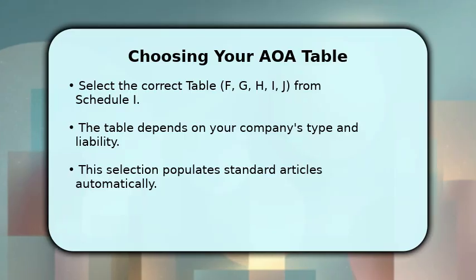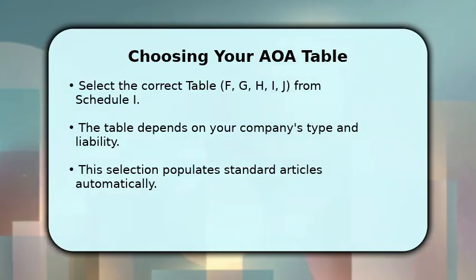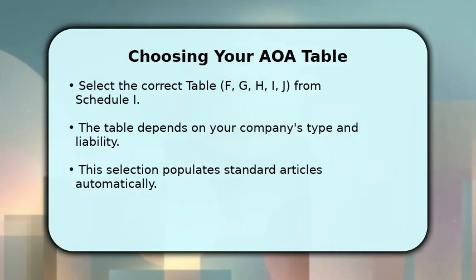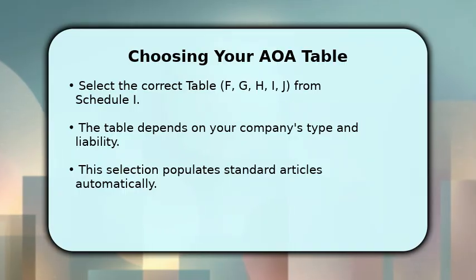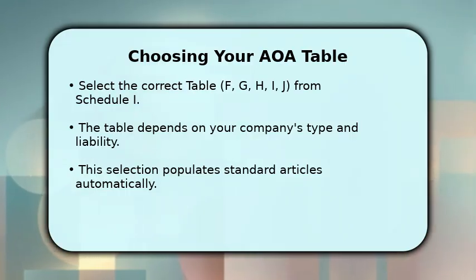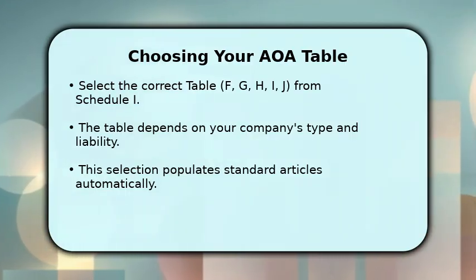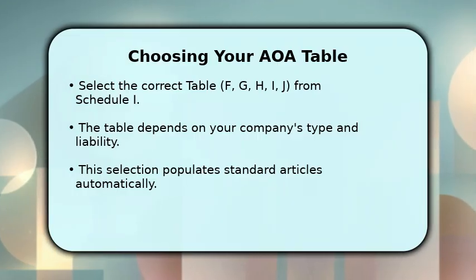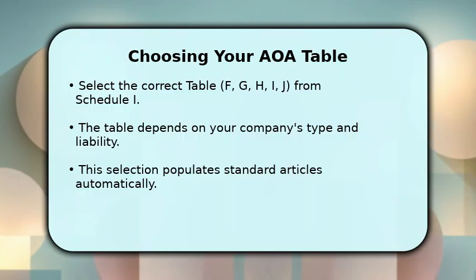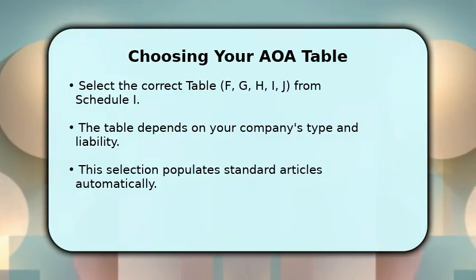The first critical step is selecting the appropriate table from Schedule I of the Companies Act, 2013. Your choice, such as Table F for a company limited by shares, directly impacts the pre-populated articles. This selection is based on your company's specific type and liability structure. Carefully review each table's description to ensure you pick the one that perfectly aligns with your new company's legal framework.